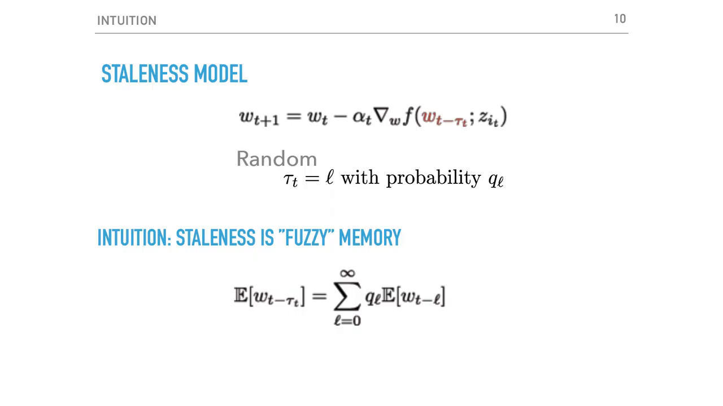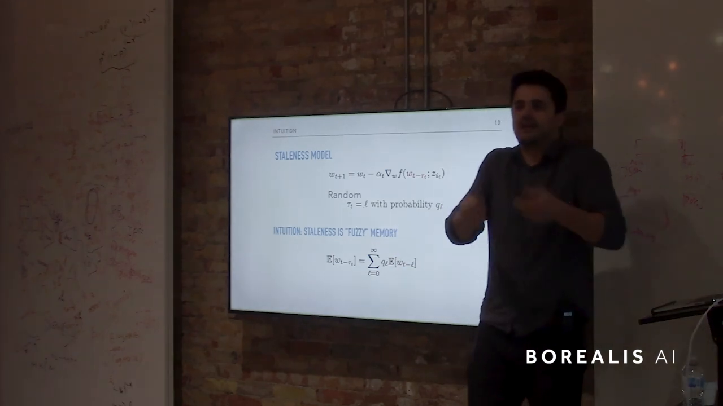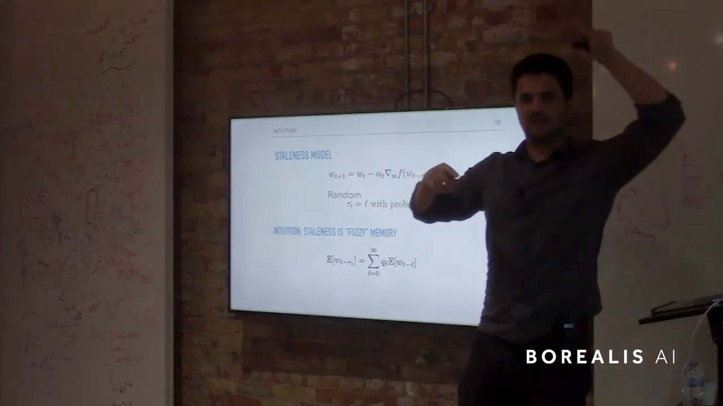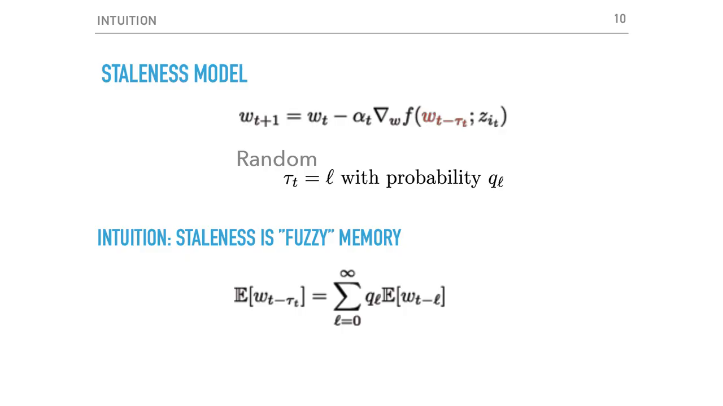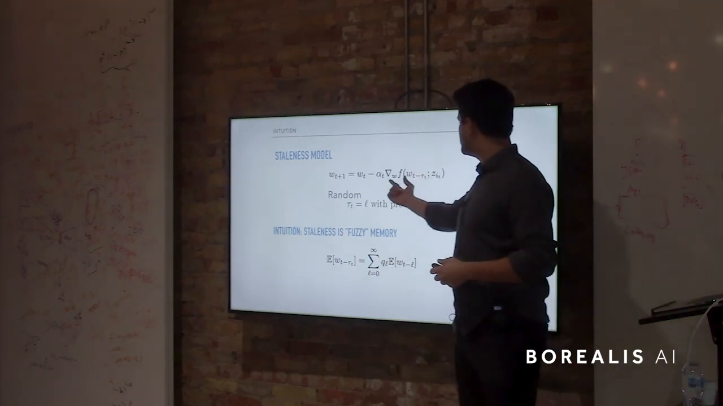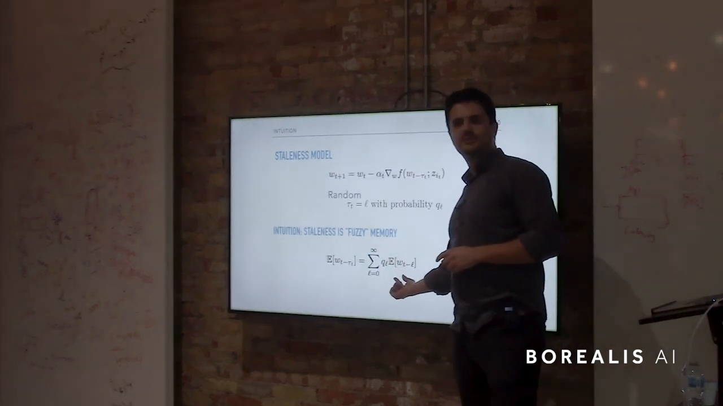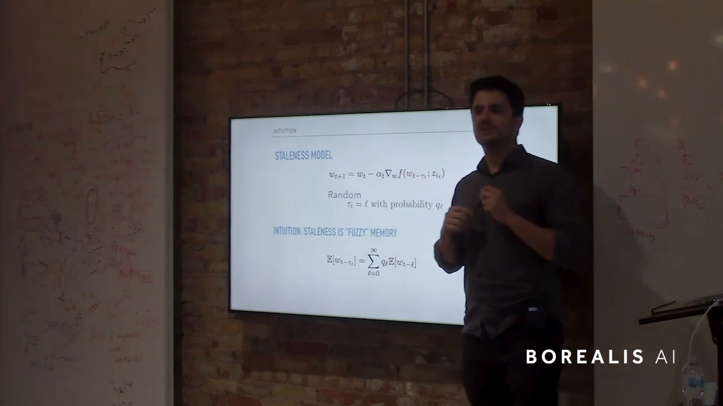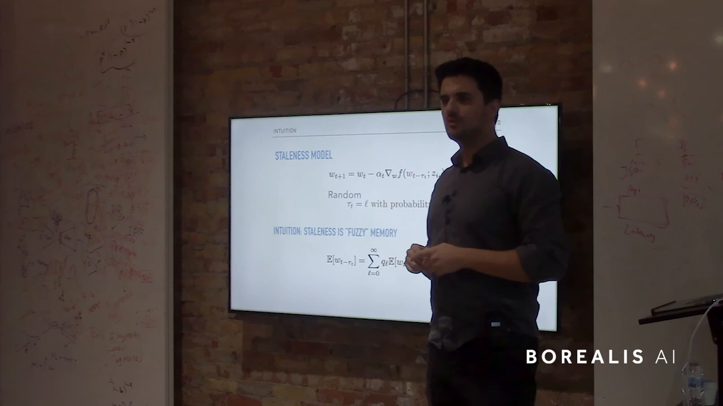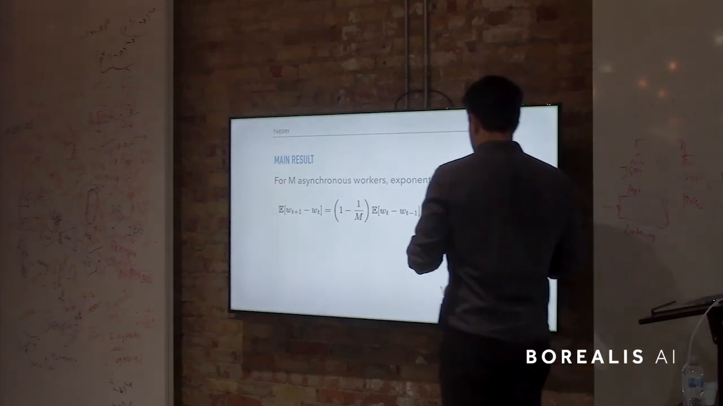OK. So here I'm repeating the model. And we can say that this Q of L is the probability that my staleness is L. I have L writes in between when I read and when I'm writing back my gradient, okay? So the very rough intuition is that because this is a PMF, in expectation, the model on which I am evaluating my gradient is a combination of previous models, okay? This is kind of like memory. So we're using old versions of the model to compute our gradient, and that can be thought of as memory, okay?